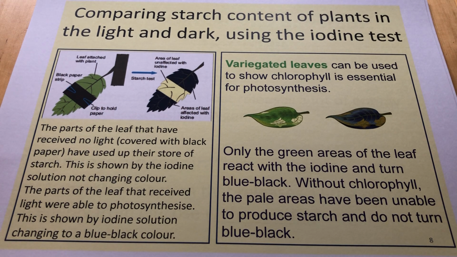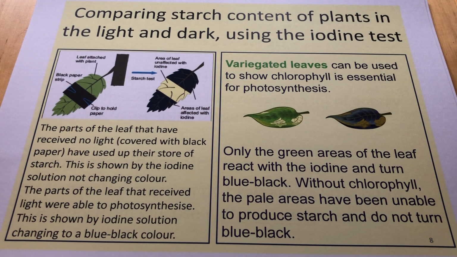Okay, so in this experiment, at school we had a plant in the light and a plant in the dark. The one in the dark would have had that midnight feast, used up all of its starch. So when we tested that leaf, we should have seen no starch. And the one that had been in the light for 24 hours, we should have seen lots of starch produced. Lots of photosynthesis, lots of glucose converted to starch.